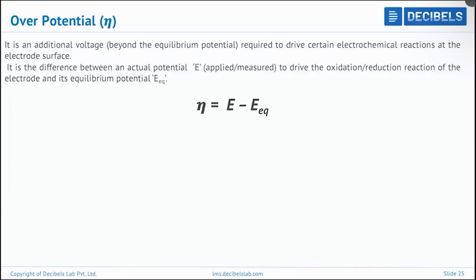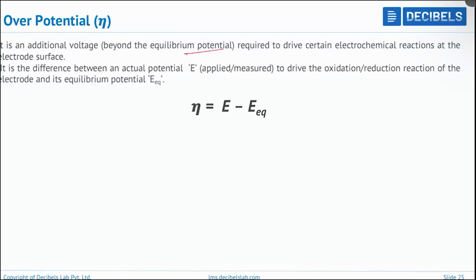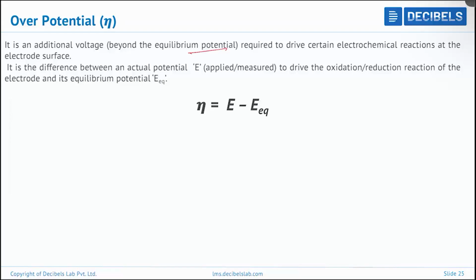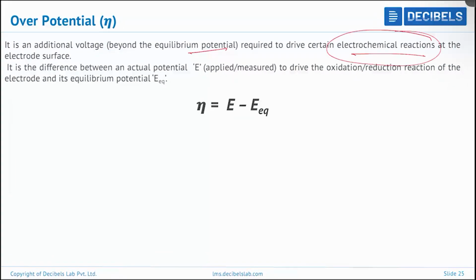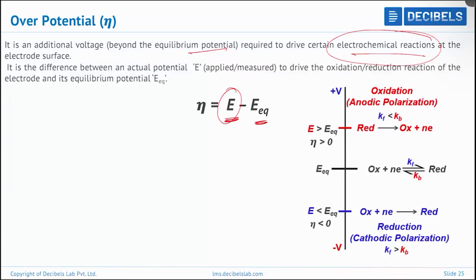It's an additional voltage beyond the equilibrium potential. It's required to drive certain electrochemical reactions at the electrode surface. So extra voltage is required to drive that anodic charging or discharging. It's actually the difference between the actual potential applied and the equilibrium potential to drive the oxidation and reduction reaction. It is represented by eta, where eta is E minus E equilibrium.